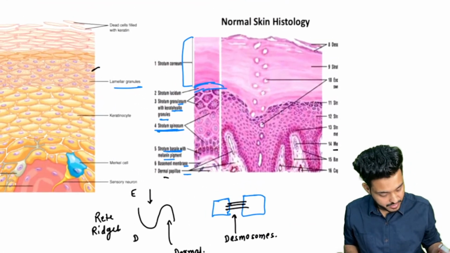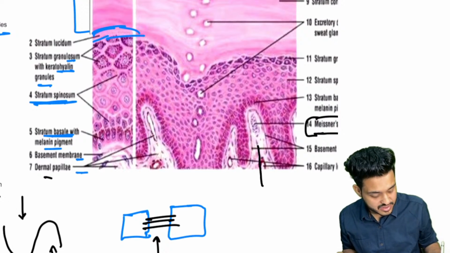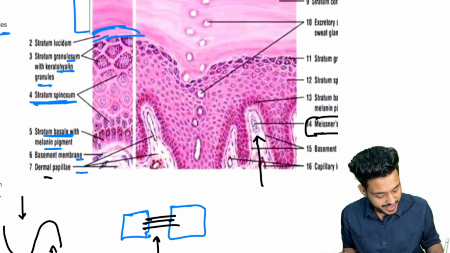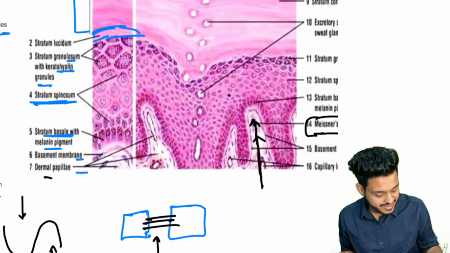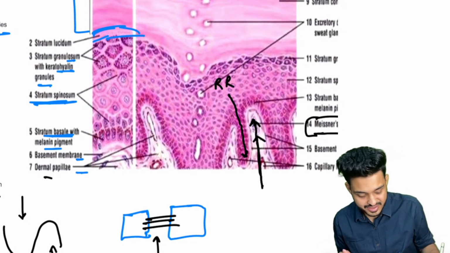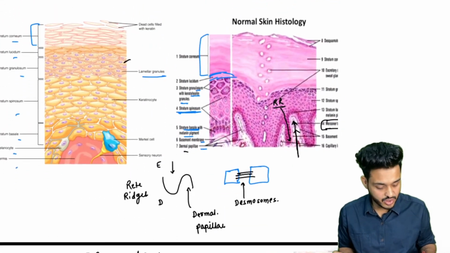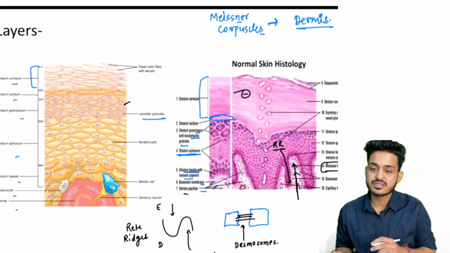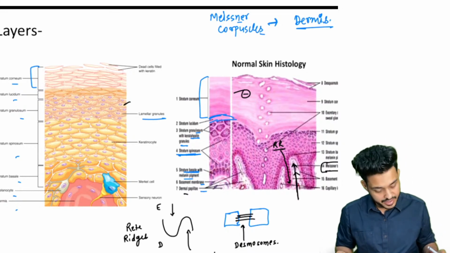Now we have seen one more thing. Look here guys, these are your Meissner's corpuscles, and they are present in which layer? This is your which layer? Dermis, right? And this part of dermis which is going into the epidermis is known as dermal papilla, and this part of epidermis which is coming into the dermis is known as rete ridges. No doubt in this, clear, simple, right? So this is the basic histology. If a histopathology image comes, you can easily identify it because it is devoid of nucleus. Where is the nucleus not present? We have already seen stratum corneum will be devoid of nucleus, right?